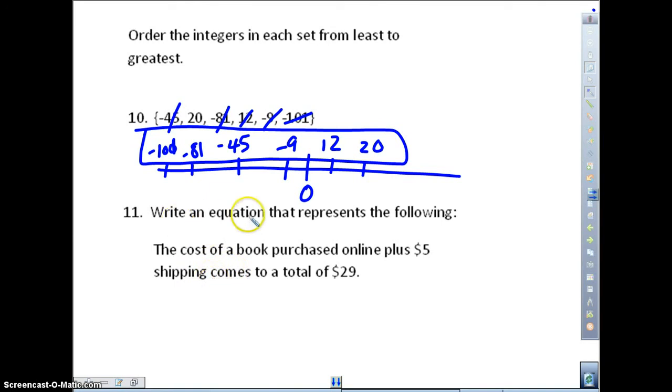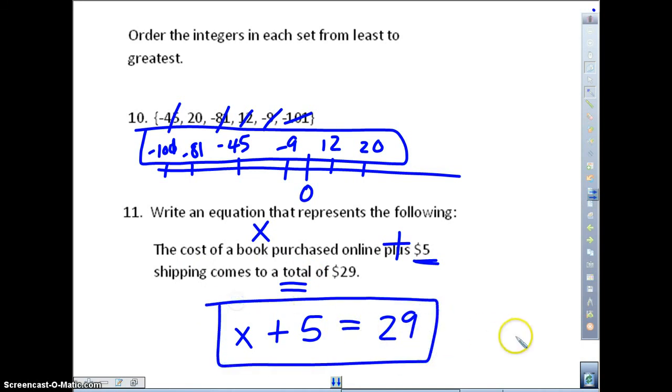Number 11, write an equation that represents the following. The cost of a book purchased online plus $5 shipping comes to a total of $29. The cost of a book. I don't know what the cost of the book is, so I'm going to let X represent the cost of the book. X, the cost of the book, plus $5 shipping comes to a total of how much? Yep, 29 bucks. All right.